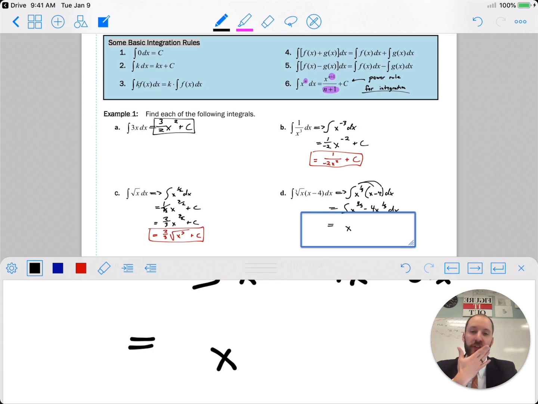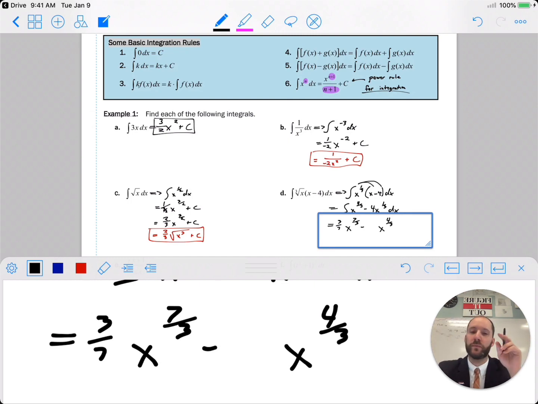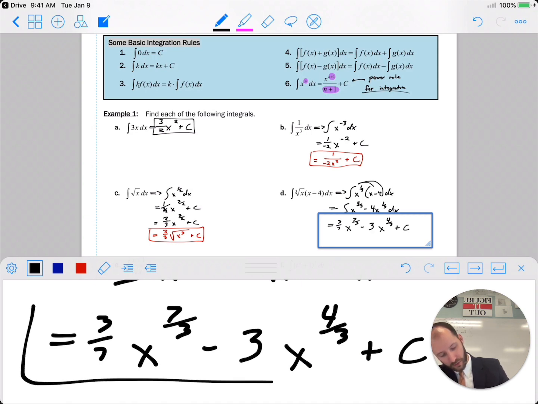x to the 4/3, increase it by 1, so 4/3 becomes 7/3. Divide by your new exponent, so divide by 7/3, that's 3/7. Minus x to the 1/3, now increase by 1, so 1/3 plus 3/3 will be 4/3, and then divide by the new exponent, so 4 divided by 4/3, or 4 times 3/4. And don't forget the constant of integration, plus c.